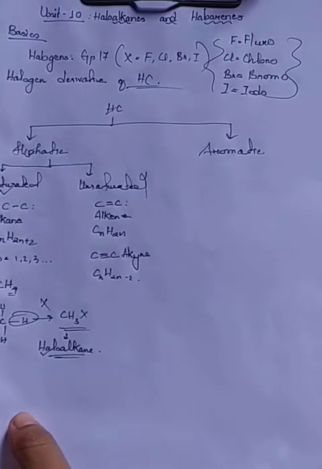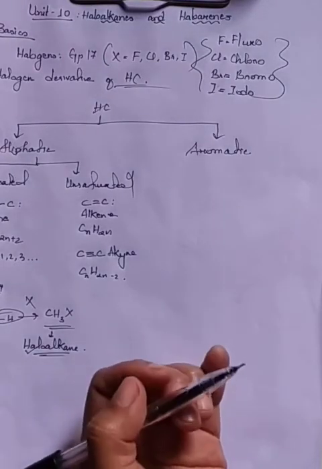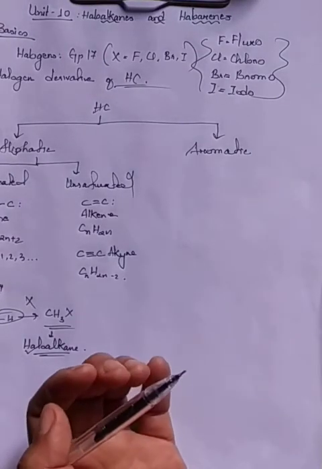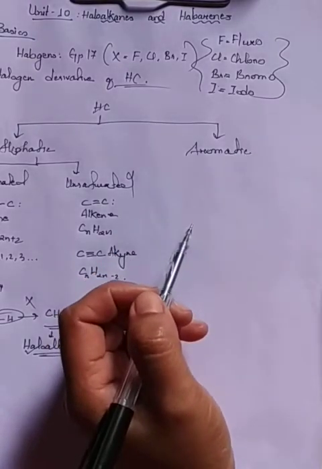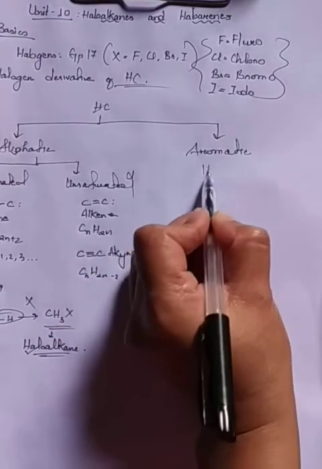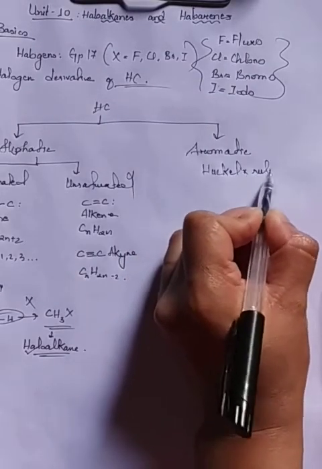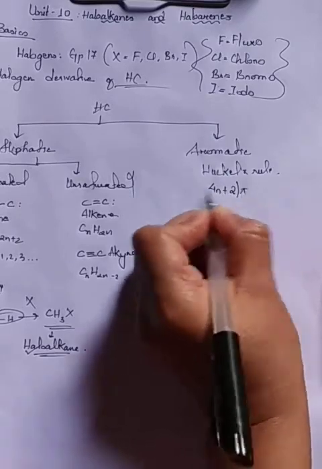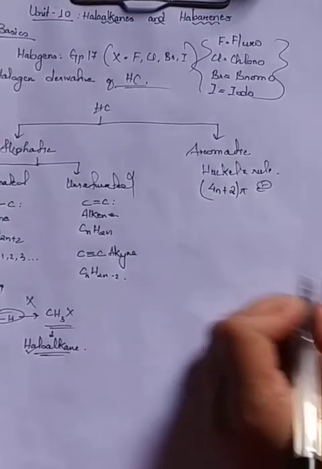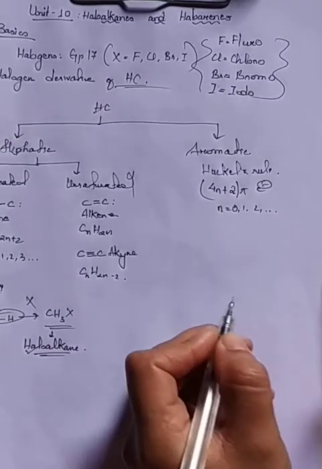Now, moving on to our aromatic hydrocarbons. Aromatic hydrocarbons means the derivatives of benzene. In class 11 we learned that for a molecule to be aromatic, it should follow Huckel's rule, that is, it should have 4n+2 pi electrons, where n starts from 0, 1, 2, 3, and so on.